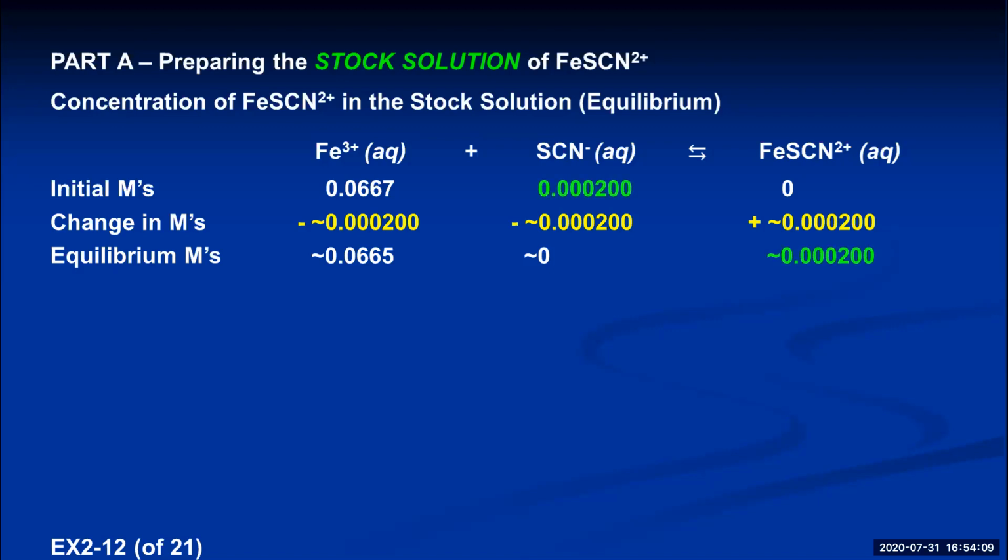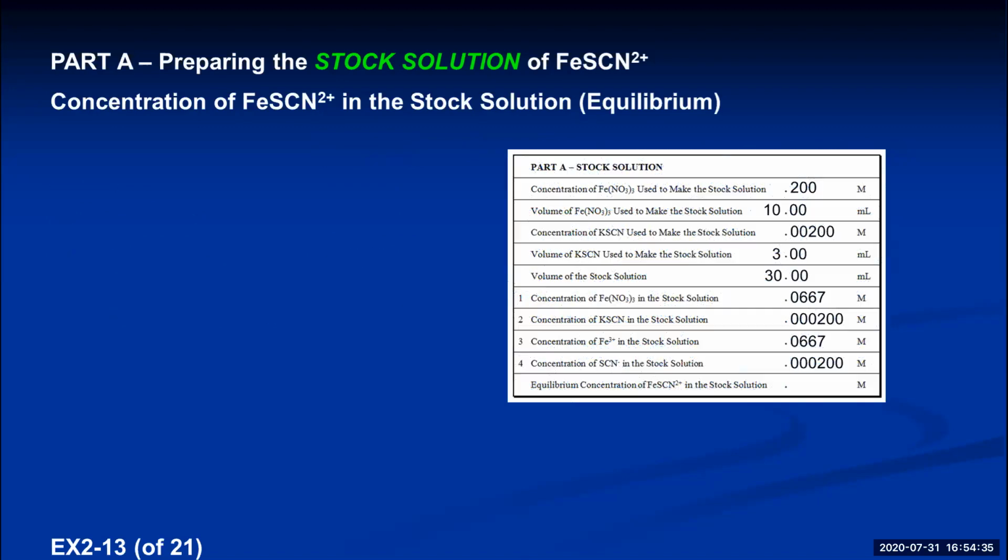So here's the key. We've made the SCN initial concentration so small that we can make the assumption that it completely gets converted into FeSCN2+. So whatever the molarity of the SCN minus is in our stock solution, that will be the molarity of the FeSCN2+. So we're going to assume they're equal, and therefore it's 0.000200 molar. So in your data table at the very bottom, we'll assume that all the SCN gets converted into FeSCN, and so its concentration will be 0.000200.